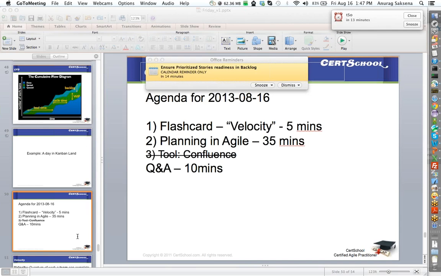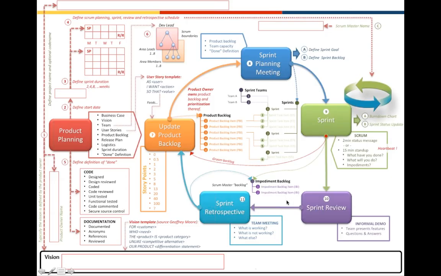Okay, another question. What if the requirements, the user stories, are developing as we go through the iteration? Do we plan for the first and second iteration first or second? Okay. All right, I think I understand the question. So the question is that, when we are planning for a sprint, are we planning for more than just one sprint?